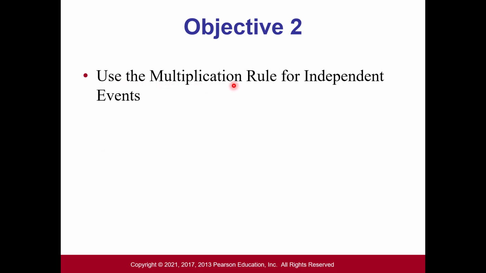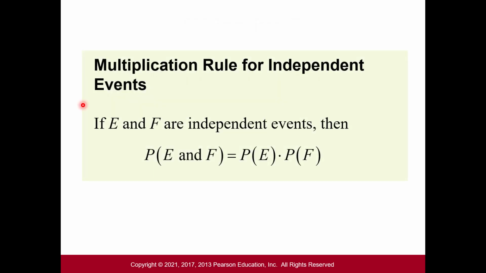Next, let's use the multiplication rule for independent events. Here's our rule. If events E and F are independent events, then if you wanted to find the probability of their overlap, the probability of event E and event F occurring, you can multiply the individual probabilities. So it would be probability of event E times probability of event F, and that would give you the probability of E and F.